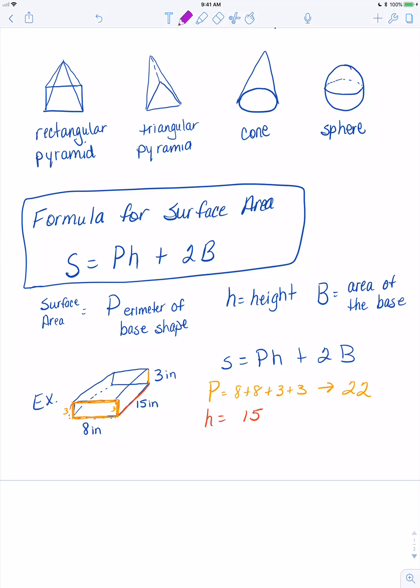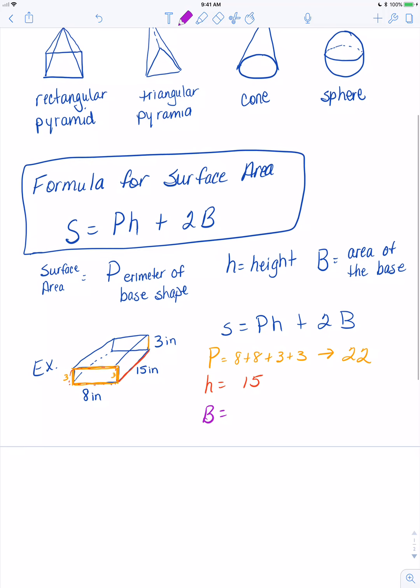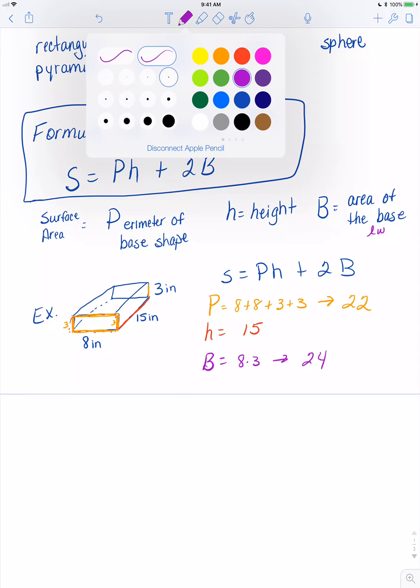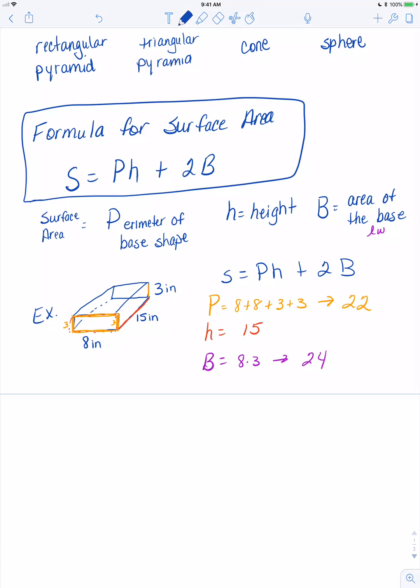So then we've still got to calculate the capital B, which is the area of that base shape. Well, if I use this 8 and 3 for the perimeter of that base shape, the area of that base shape, remember, is length times width. Let me put that here, length times width. And so we're going to say that's 8 times 3, which is 24. Okay, so now we've defined some of those. So now we're ready to go calculate this surface area for this rectangular prism.